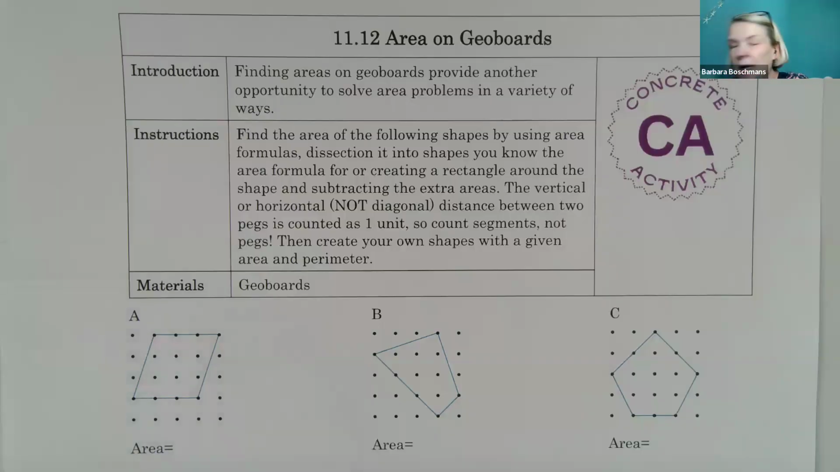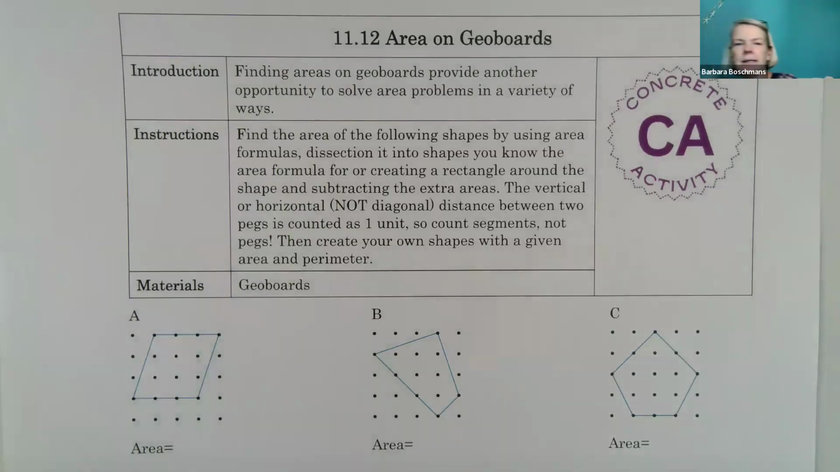Activity 11.12 is area on geoboards. So again, these are polygons. We said if it's a shape we have an area formula for, we're going to use the formula. If it's another shape, we're going to try to cut it into shapes that we have a formula for, or the third technique is going to be creating a square or rectangle around the shape and subtracting the extra.